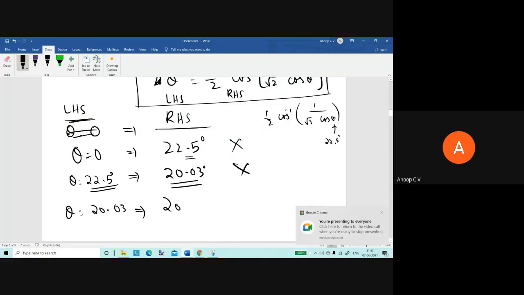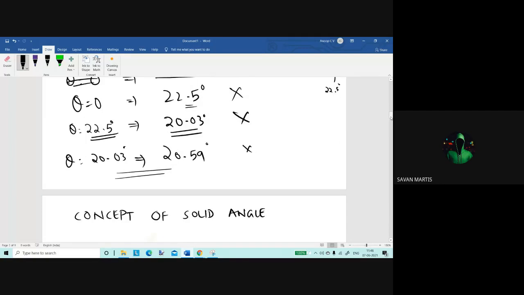So again, it's not exactly matching. It will be somewhere in between 20.03 and 20.59, so it's more narrowed down. Next you substitute theta equal to 20.59 and find RHS. 20.47. Like that you go on. Almost, for 20.47 degree, the equation is satisfied, at least correct to 2 decimal places.